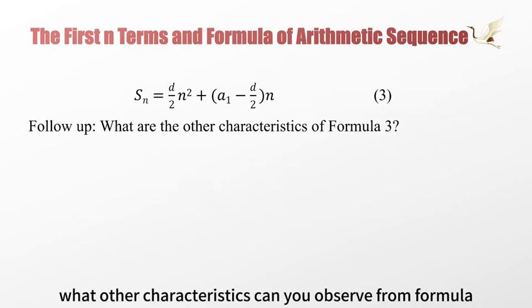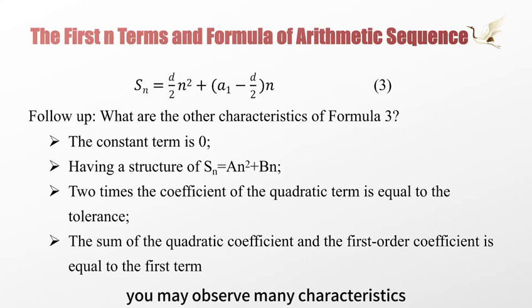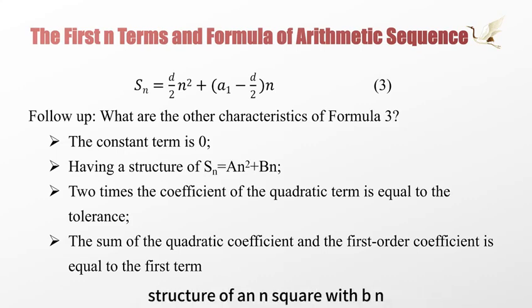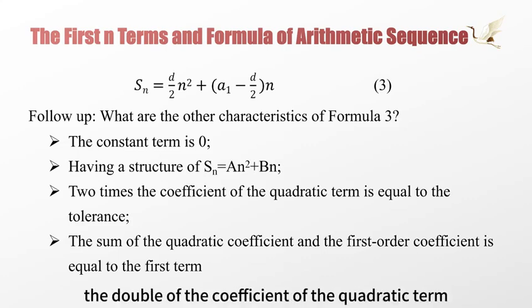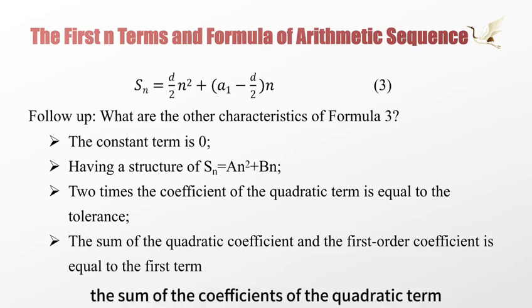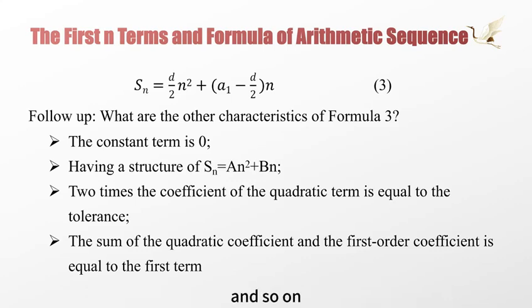What other characteristics can you observe from Formula 3? You may observe many characteristics, such as the constant term being 0 from the structure of the equation. Some students may even find that it must have the structure of an² + bn, where a and b are constants. From the value of the coefficient, double the coefficient of the quadratic term is equal to the common difference d. The sum of the coefficients of the quadratic term and the first-order term is equal to the first term, and so on.